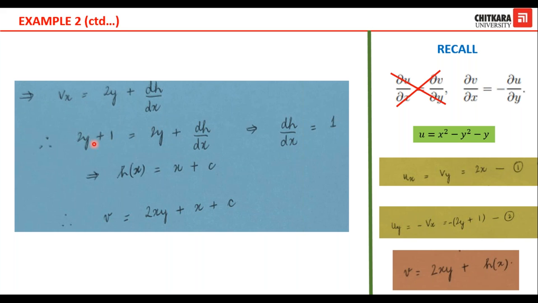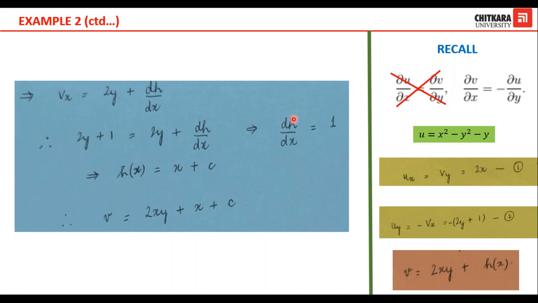So I have quoted the value here. So 2y plus 1 is equal to 2y plus dh by dx. So you can cancel out the 2y from both the sides. So you are left with dh by dx is equal to 1, right? Now, what is your next job? You have to calculate h. So if dh by dx is 1, how will you get the value of h? You will integrate this with respect to which variable? X. H contains only x.